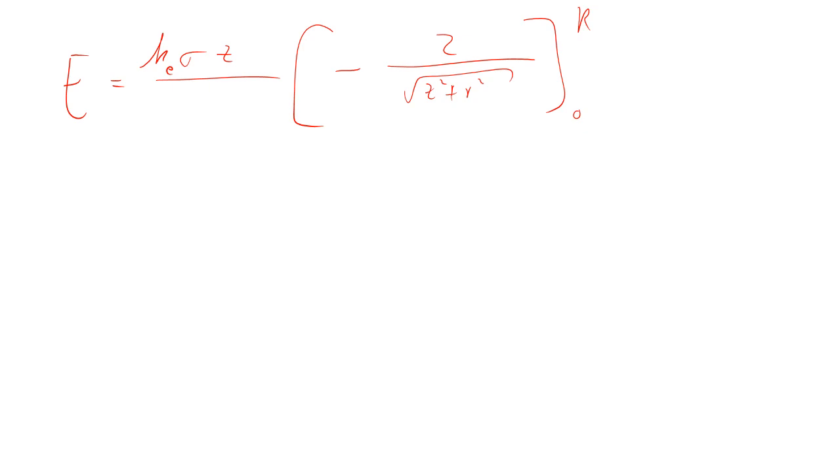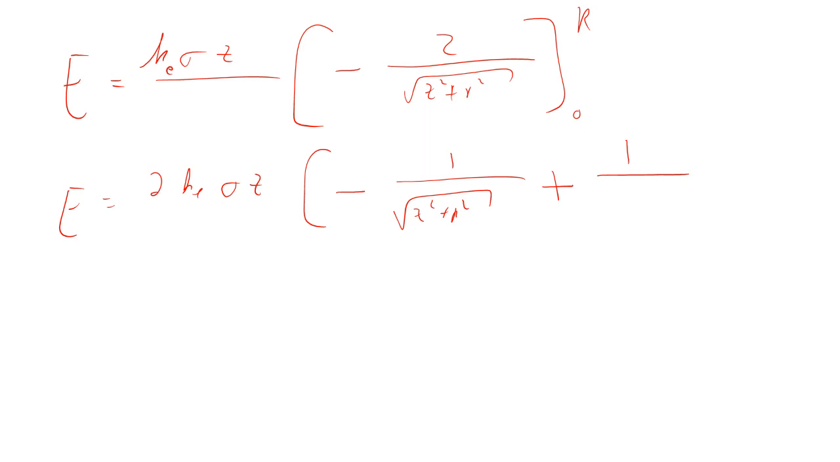So now we've got that, and we say, okay, fantastic. This is going to be 2 k sub e sigma z. Then we plug in the numbers right here, and that ends up being 1 over the square root of z squared plus r squared, minus a negative, so plus 1 over z.